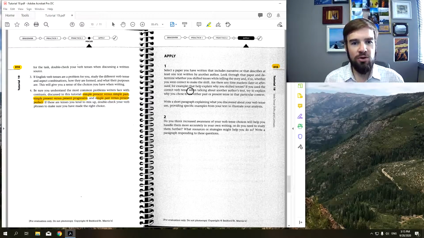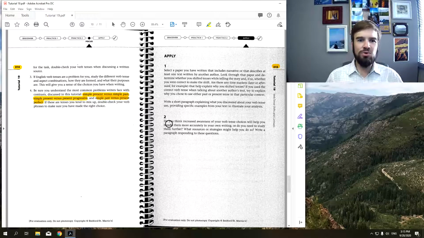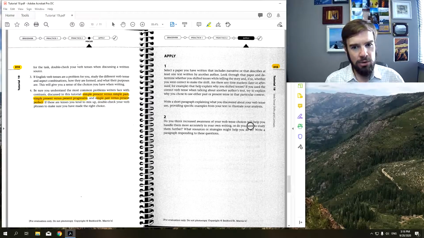If you used the correct verb tense when talking about another author's text, try to explain why you chose to use either past or present tense in that particular context. Write a short paragraph explaining what you discovered about your verb tense use, providing specific examples from your text to illustrate your analysis. And number 2, do you think increased awareness of your verb tense choices will help you handle them more accurately in your own writing? Or do you need to study them further? What resources or strategies might help you to do so? Write a paragraph responding to these questions.